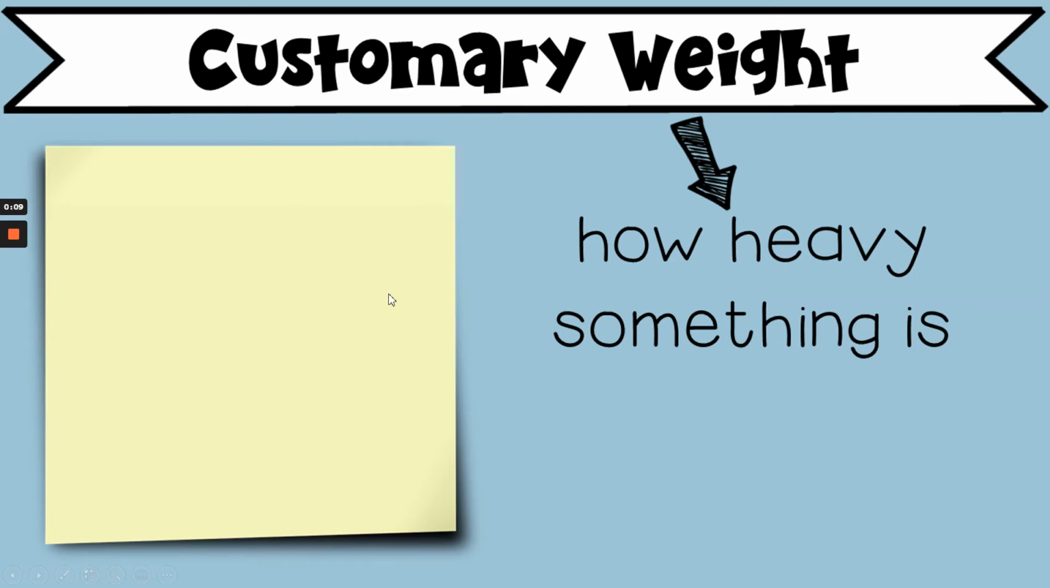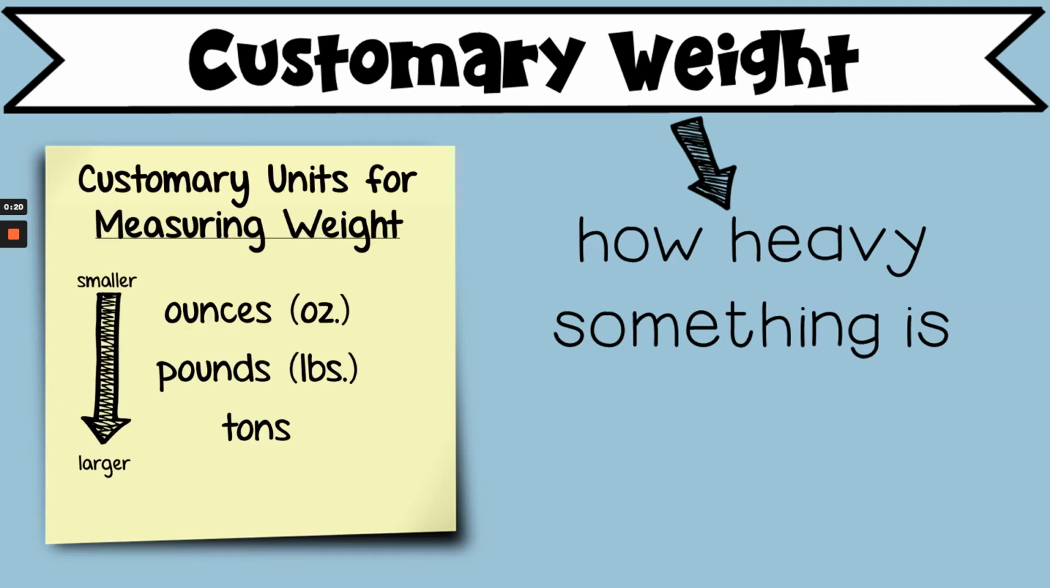All right, so customary weight is how we in the USA measure items. We measure items using ounces, pounds, and tons. And the measure of weight means we are measuring how heavy something is, how much gravity it takes to hold me to the earth. Okay, so weight is how heavy something is.